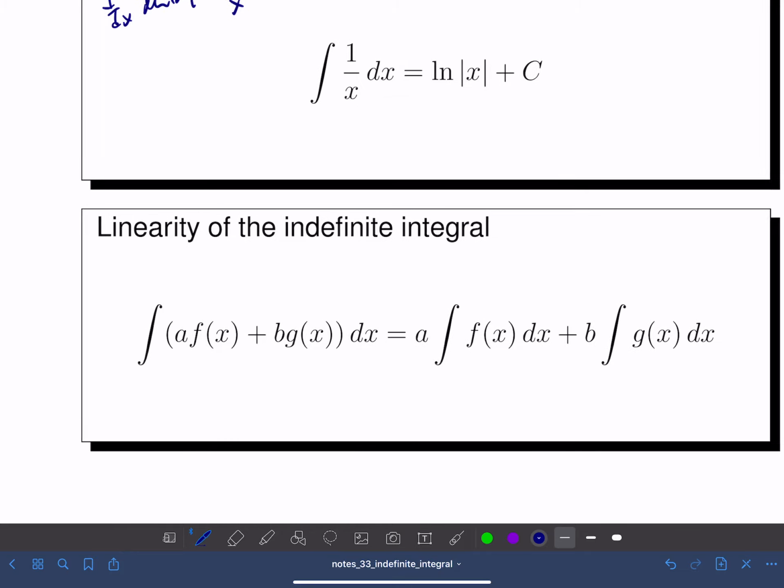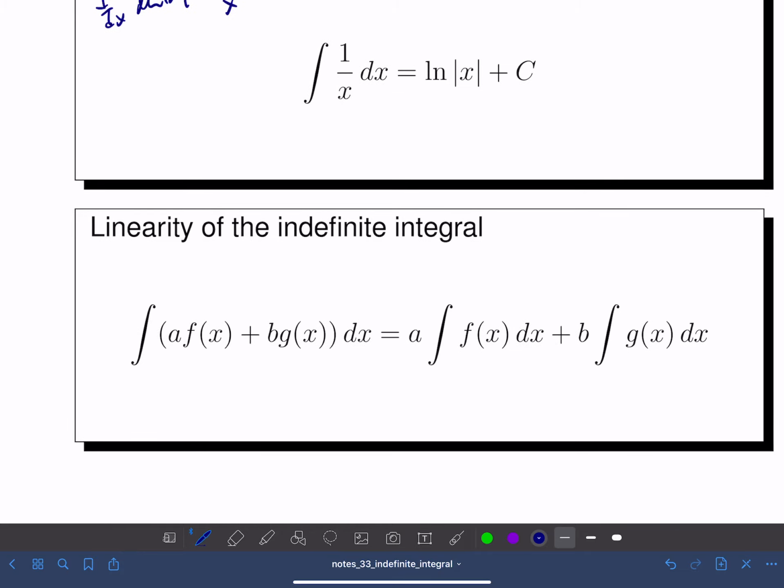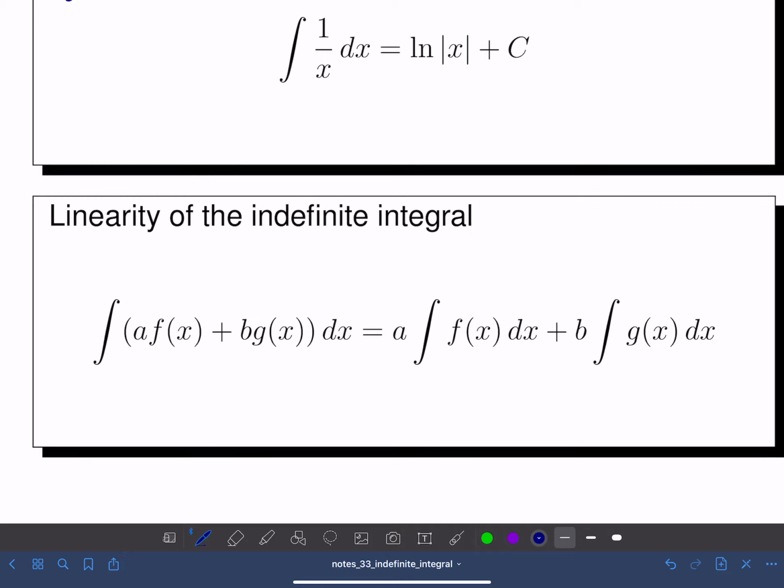This next one here is really important. I spent a little bit of time on the linearity of the definite integral in our last video together. And I wanted to do it again for the indefinite, because it's also true for the indefinite integral. So if I have a sum and I scale, the integral splits across the sum, right? So it splits across the sum.